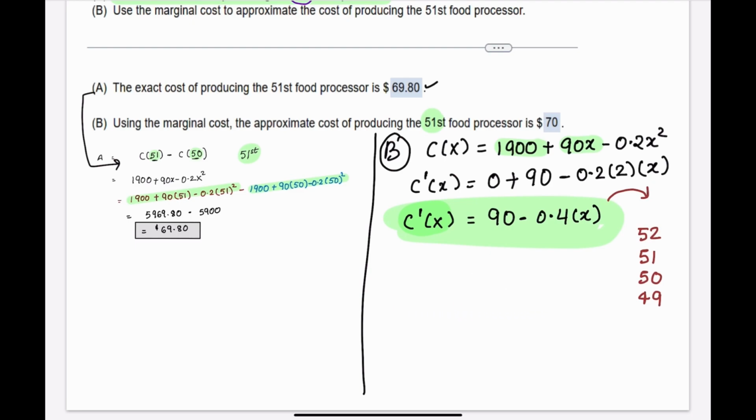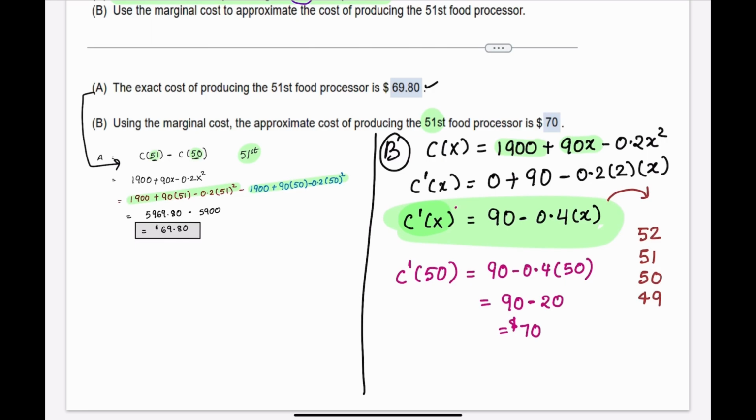So here, because they're asking me for the 51st food processor, all I have to do is simply plug in the number 50 to give me the approximate cost of producing the 51st, not 51 processors, the 51st. So that's going to be 90 minus 0.4 times 50, which is 90 minus 20, which is 70, and these are nothing but your dollars.